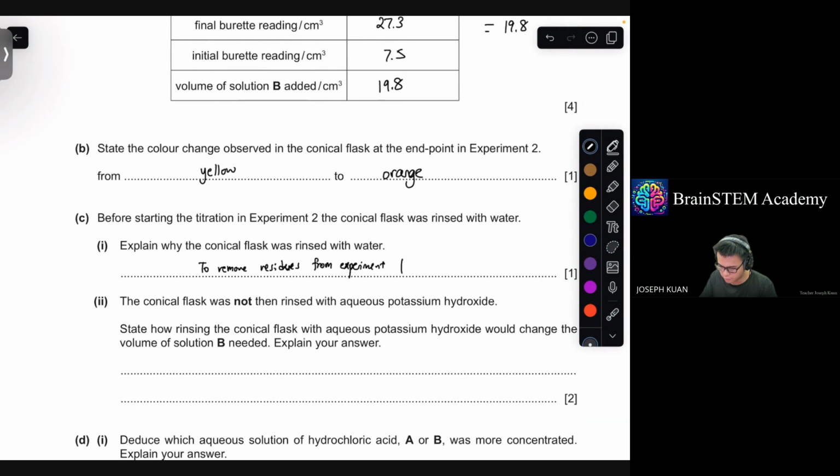All right, moving on to 2. The conical flask was not then rinsed with aqueous potassium hydroxide. State how rinsing the conical flask with aqueous potassium hydroxide would change the volume of solution B needed. Explain your answer. As you can see, we do not do that because it will actually affect the volume of solution B needed.